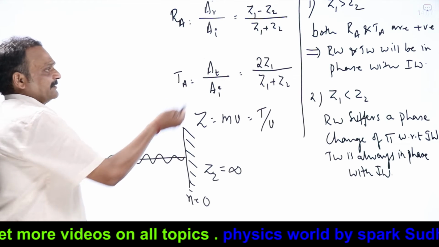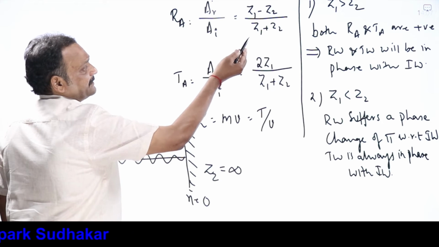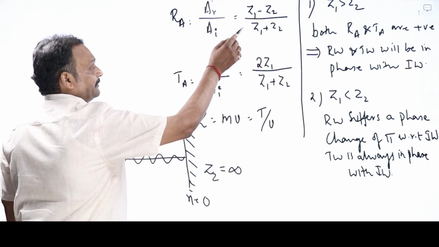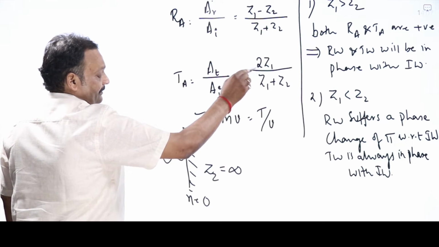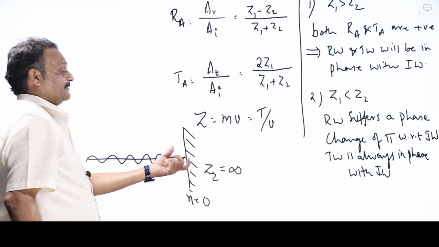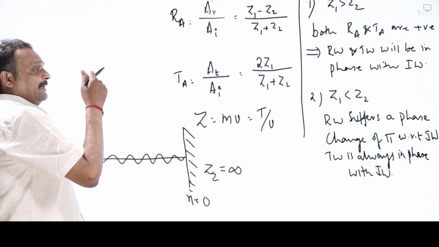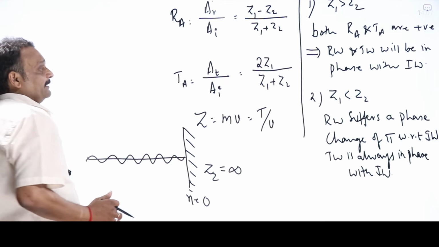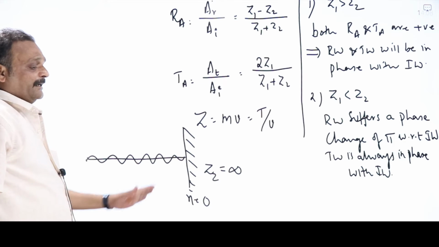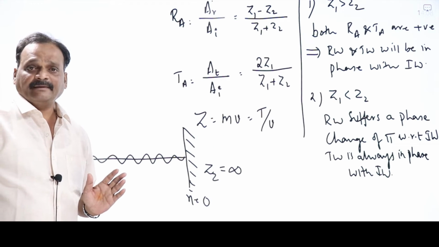It is like the same case, only the extreme of case 2. Z1 is less than Z2, but here I am taking Z2 equal to infinity. The second medium is not allowing any wave to enter into it. In that case, what will happen to RA? Just guess, what do you expect? The entire wave should get reflected. There should not be any transmitted wave.